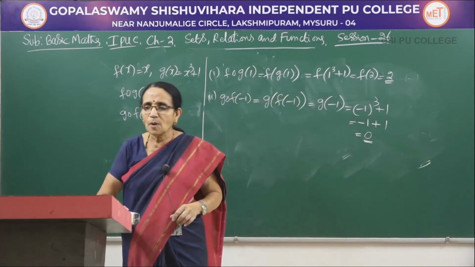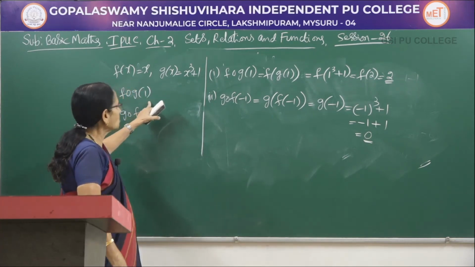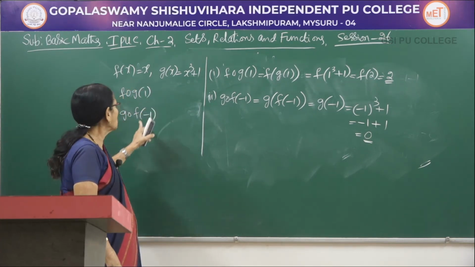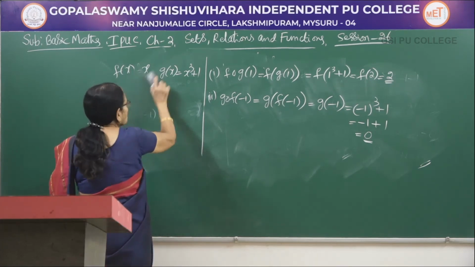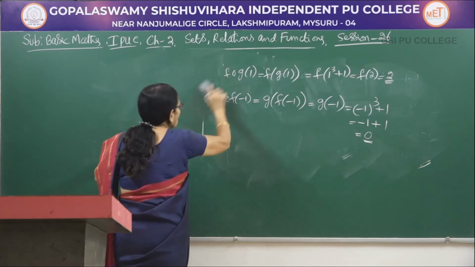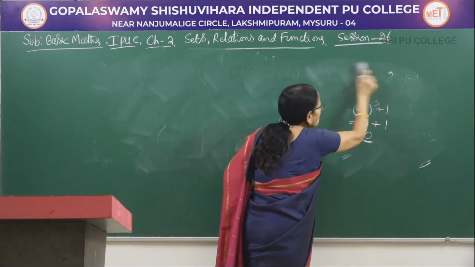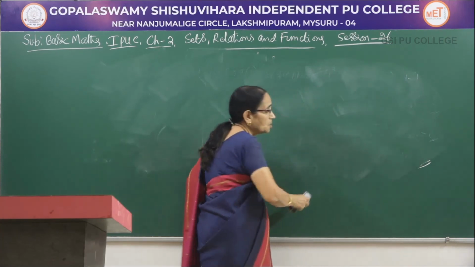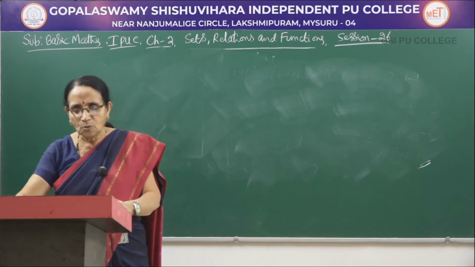So this is the value of the composite function. f o g of 1 has got the value 2. g o f of minus 1 has got the value 0. So this is the method we adopt. Whatever may be the definitions of the functions f and g, especially the arithmetical calculation, you have to be careful.